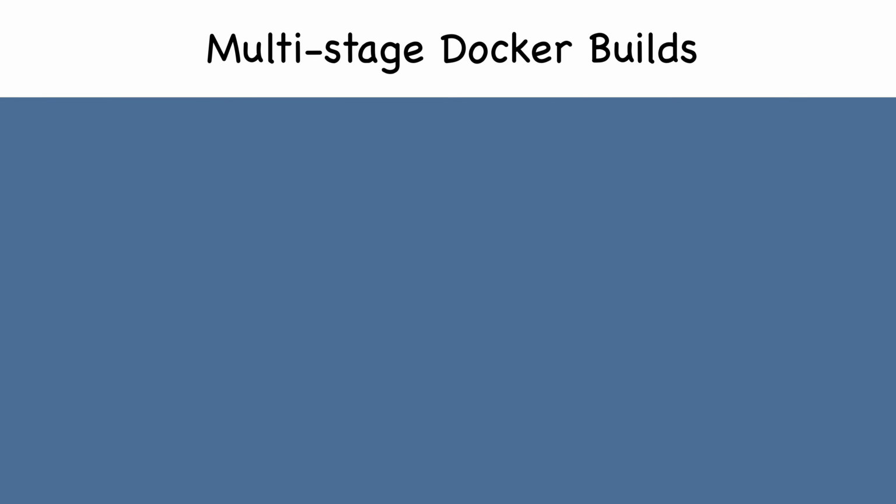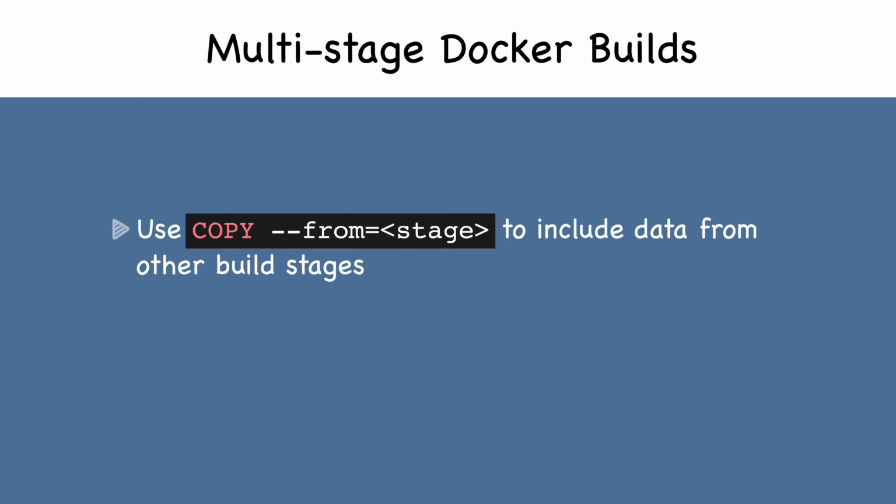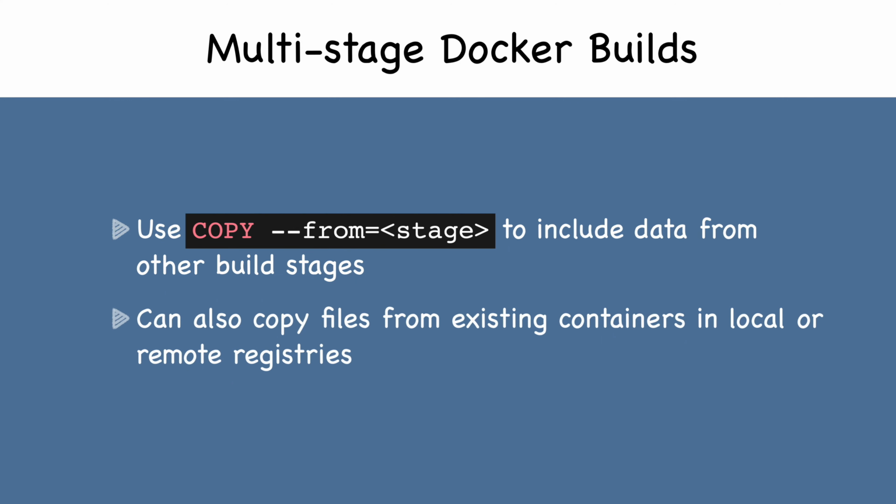We now know how to copy files from other build stages by using COPY with the --from option. But the real fun begins when you know you can also reference external containers. This includes existing containers located in your local or even a remote registry like Docker Hub. Why is this important? Let's see with the next example.